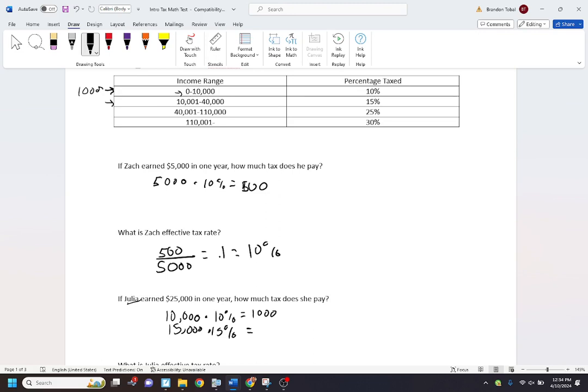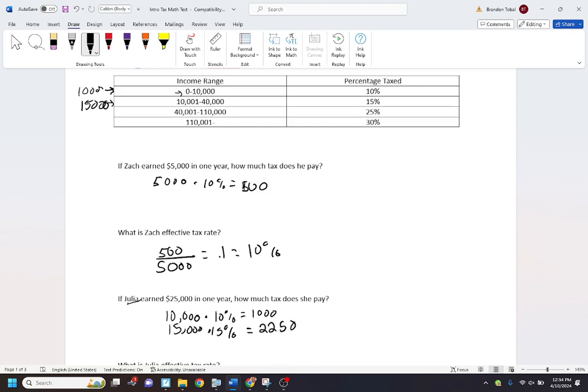Now, how much money does she have left? 15,000. That goes into the next bracket. If she had more than what this bracket could hold, she will go to the next bracket. We'll see that in question number 3 or whatever. But anyway, 15,000 times 15%, that's going to be 2,250. Yeah, 2,250.